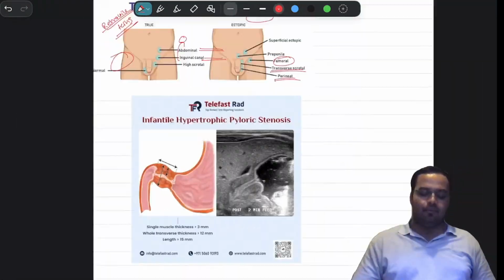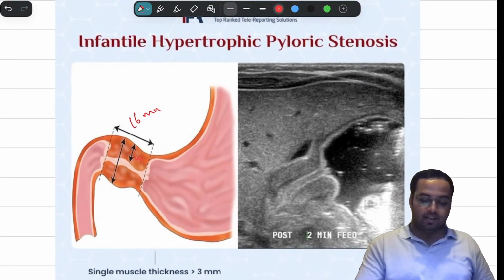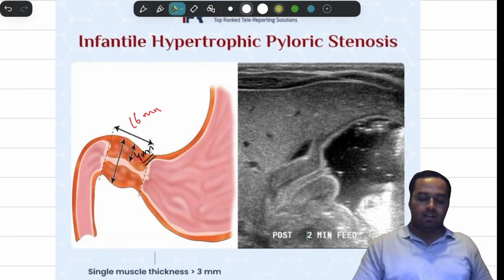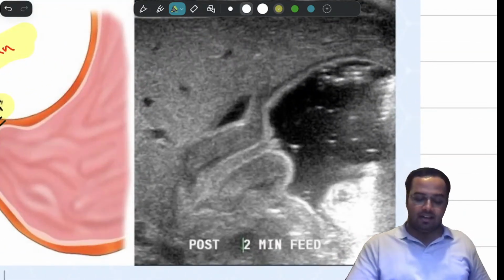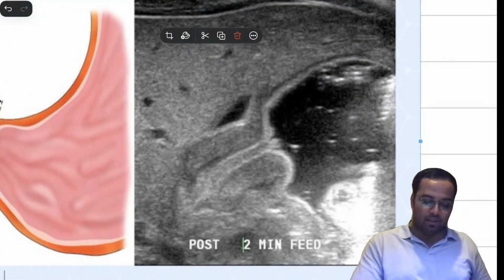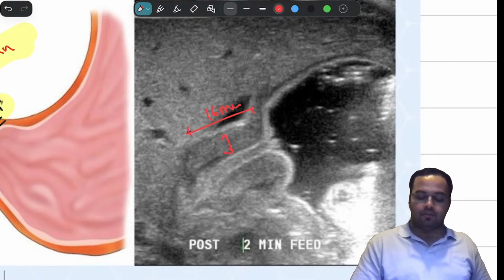Let's go to the diagram. You will get to see here. So you can see that this is the 16 mm length. This is the 4 mm muscle thickness. So this thickness is going to be 4 mm. So I hope it is clear to you. This is the length. This is the thickness of the muscle. Same thing which is seen on the ultrasonography. So the radiologist is going to actually check for the length of the muscle, which is 16 mm, and the height of the muscle, which is 4 mm.